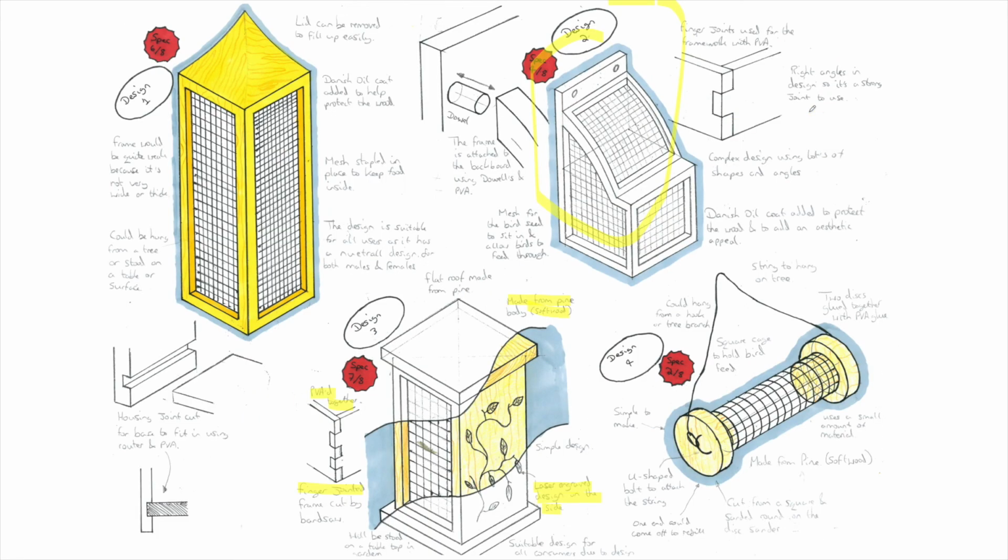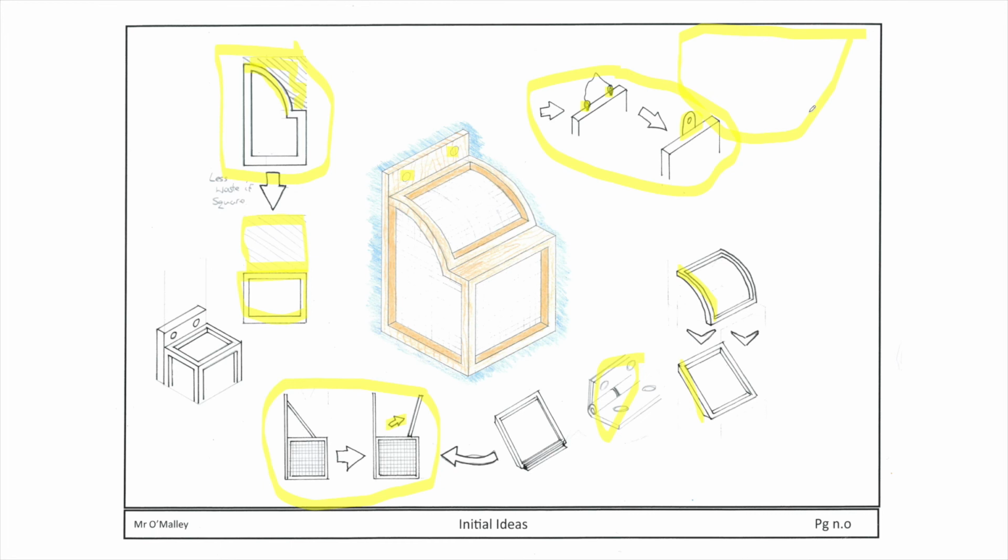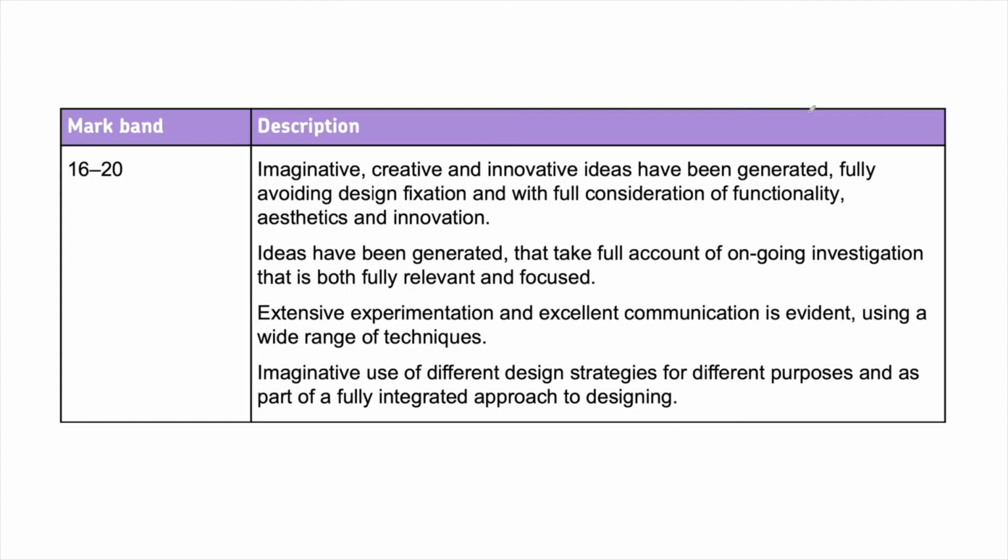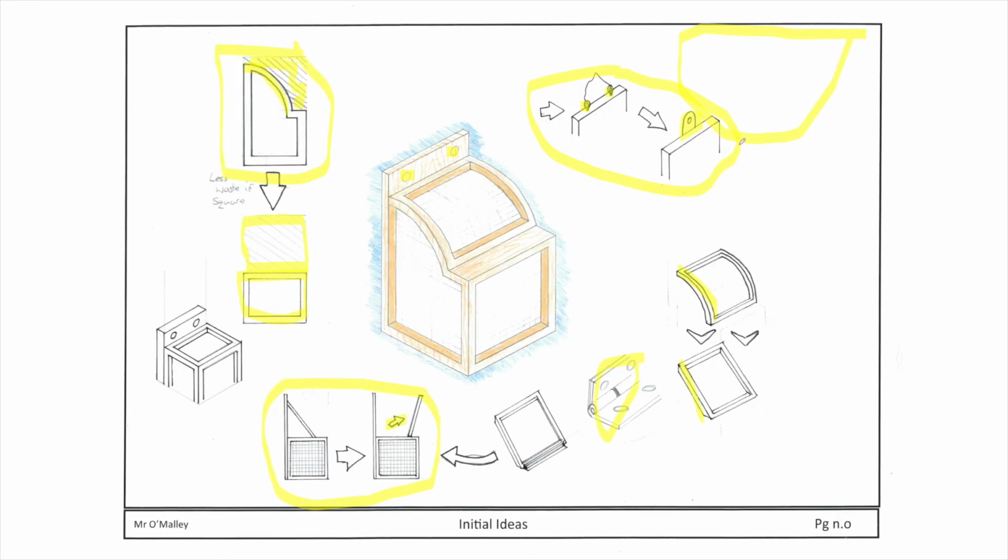I've got 4 on a page and I've got 1 on a page. Again, there is no right and wrong way of doing this. So long as you are showing you've got imaginative, creative and innovative ideas, you're avoiding design fixation, you're explaining using annotations and satellite sketches the functionality, aesthetics and innovation, you're doing any ongoing investigation if it's relevant, and focused. So again, there's no point me doing this unless it's relevant. There's no point me doing research for the sake of research.